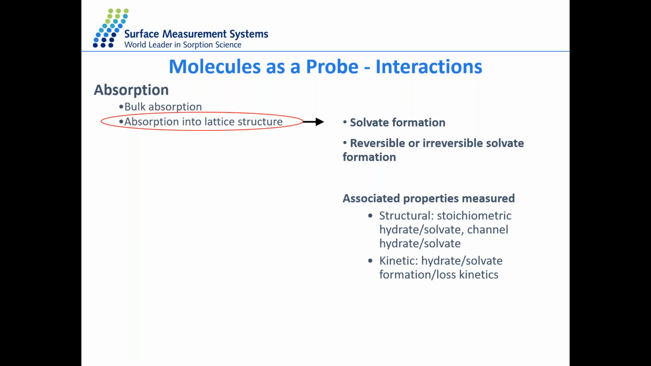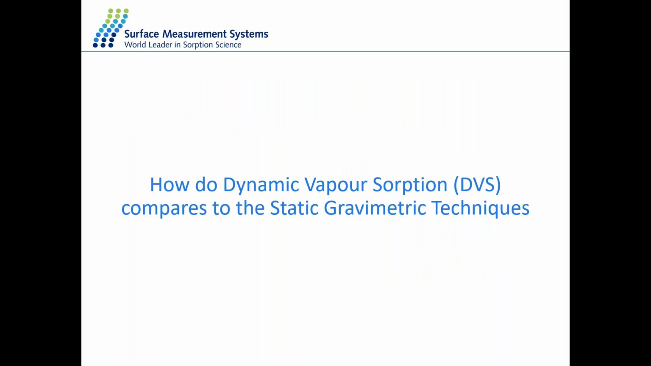The kinetics obviously can be studied using DVS, and we can study the formation and the changing structure of this hydrate as well. So this is the type of information that we can get out of an analysis using DVS. And now I'm going to show you how we collect this type of data.